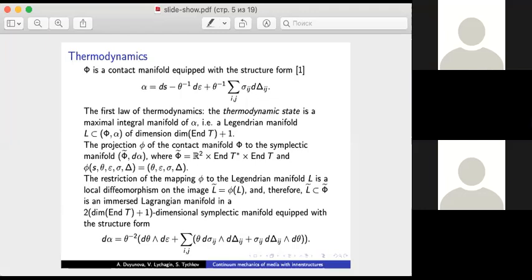The first law of thermodynamics means in this situation that the thermodynamic state is a maximal integral manifold of the differential form alpha. That is, it is a Legendrian manifold L of this dimension. Because we don't want entropy to be involved in our conservation laws later, which govern the motion of the medium, we want to eliminate it from our geometrical description of the thermodynamics.